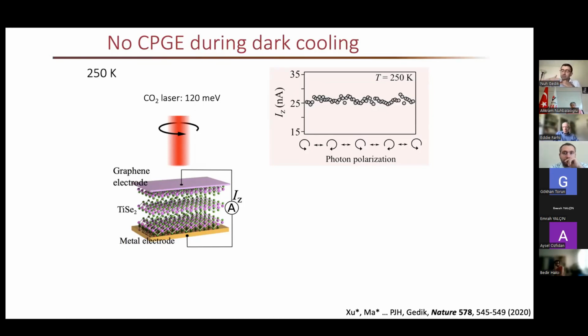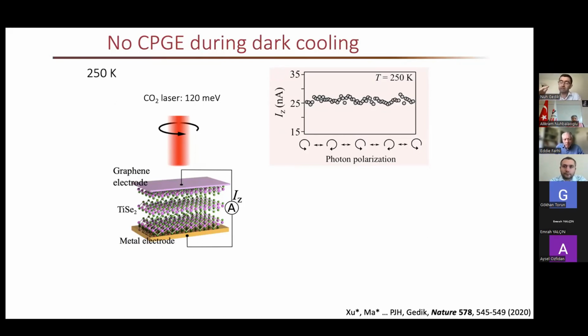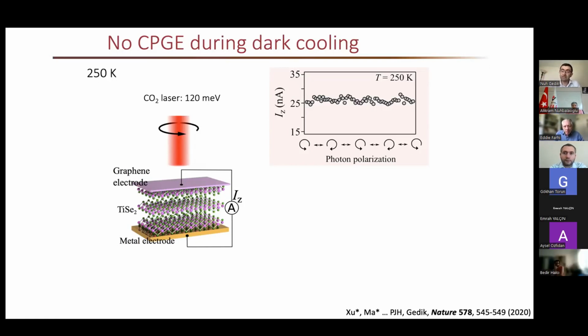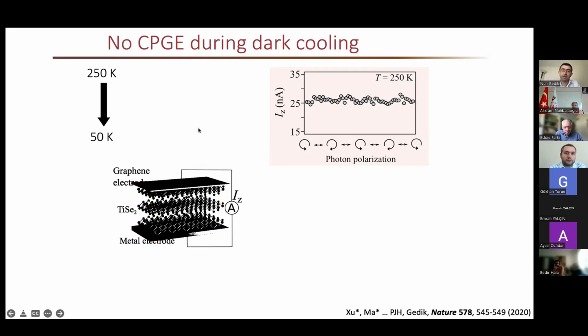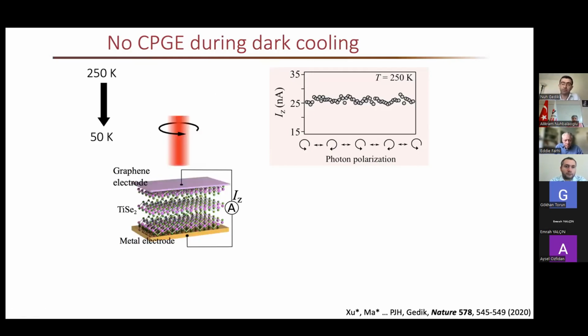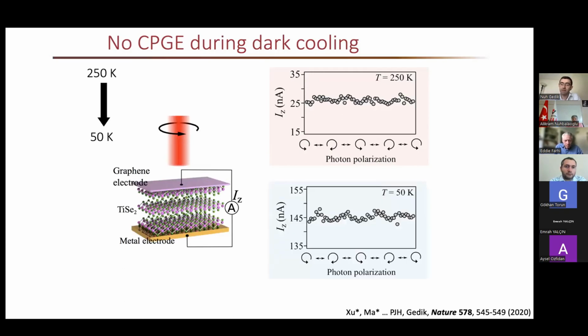So you can just subtract as a background. Now the big thing was, let's cool this down to 50 Kelvin below the transition and see if we see any difference. Obviously, what we did was we turned off the light. We did the experiment at 250, then we turned off the light, cooled down to 50 Kelvin, turned back the light, and measured again. And then, to our dismay, it looked the same.